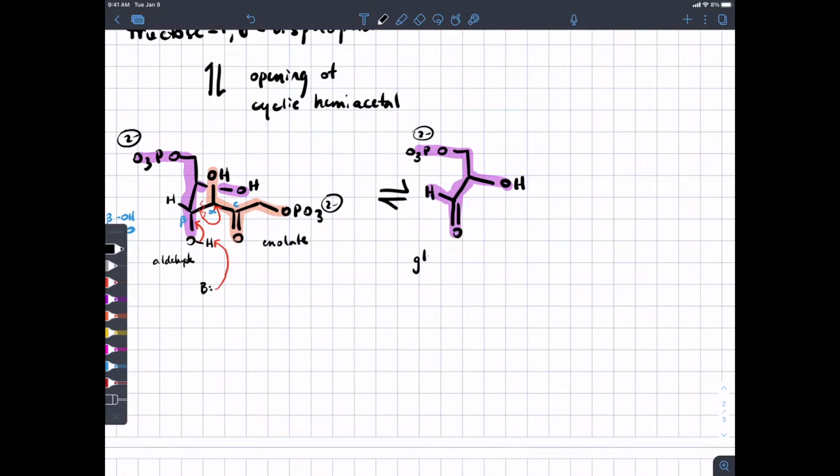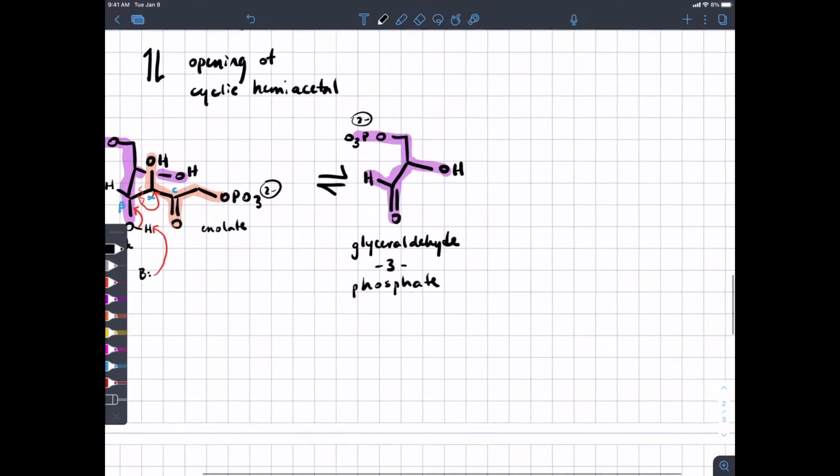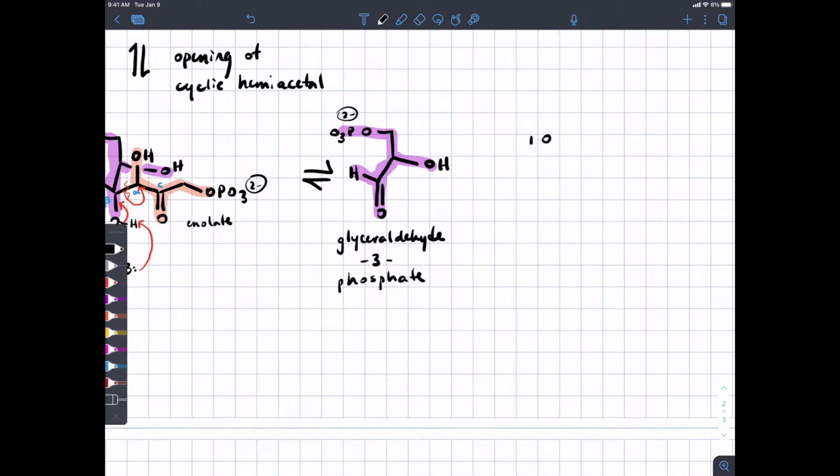This molecule is called glyceraldehyde 3-phosphate. And then the other partner is still an enolate, with a negative charge here. We can pick up a proton from some source, perhaps the conjugate acid of our base.